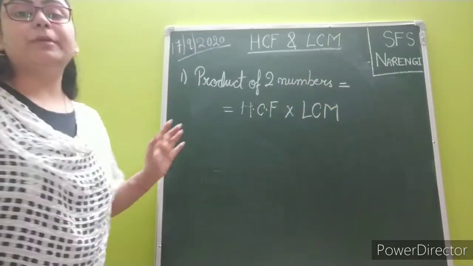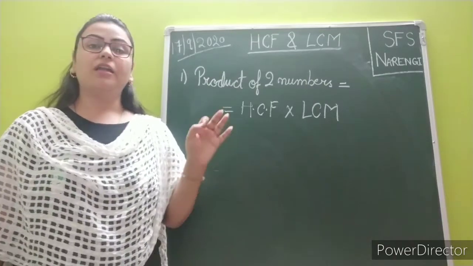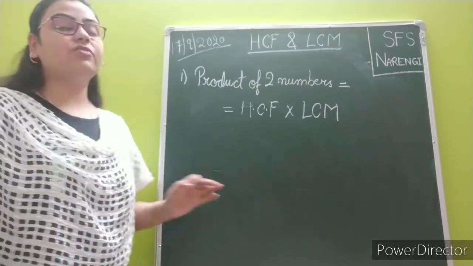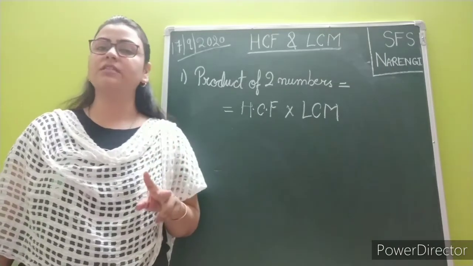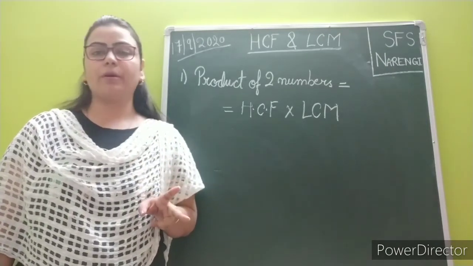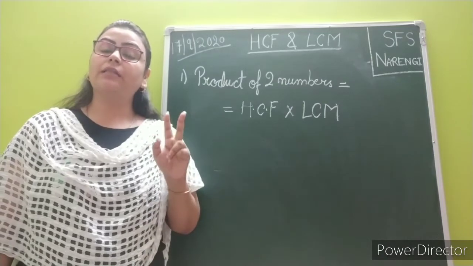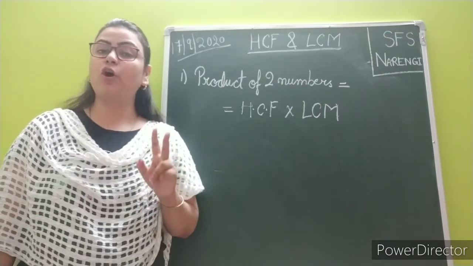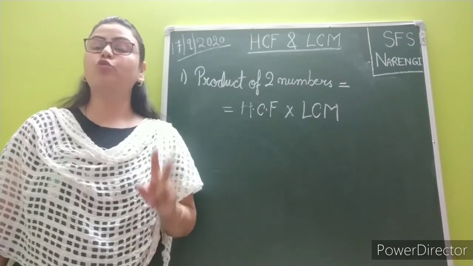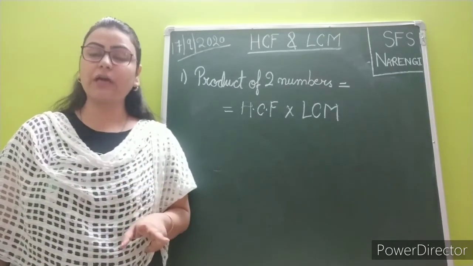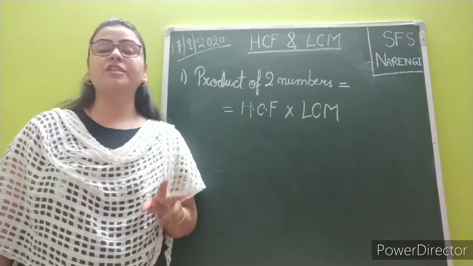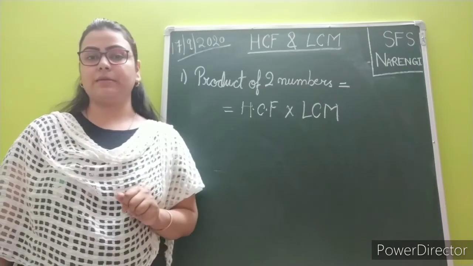Now what do I mean by this? This is the most general rule of HCF and LCM, that whichever two numbers are given to you, the product of those two numbers will always be equal to the product of the HCF and the LCM.